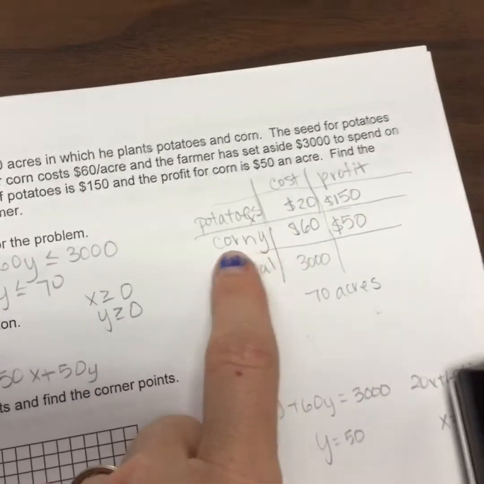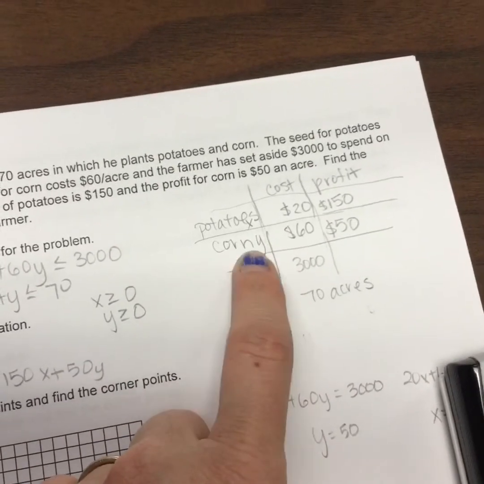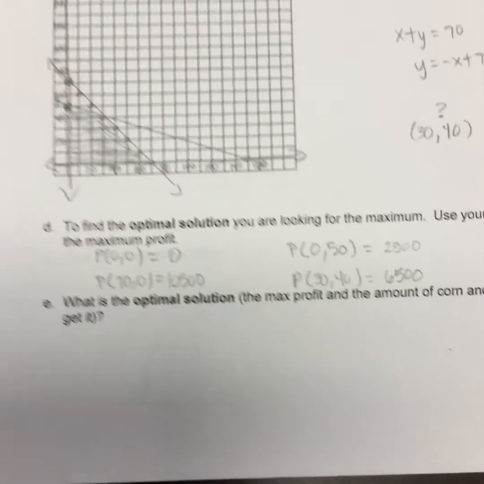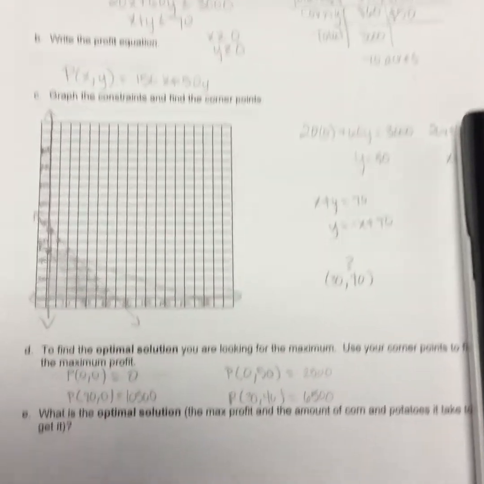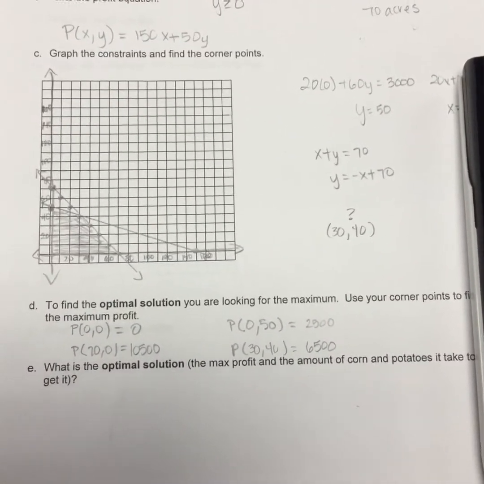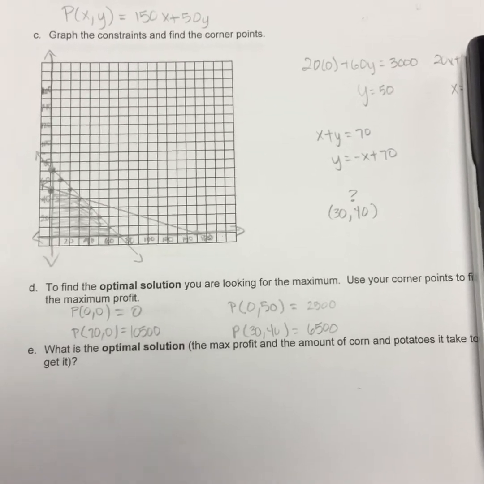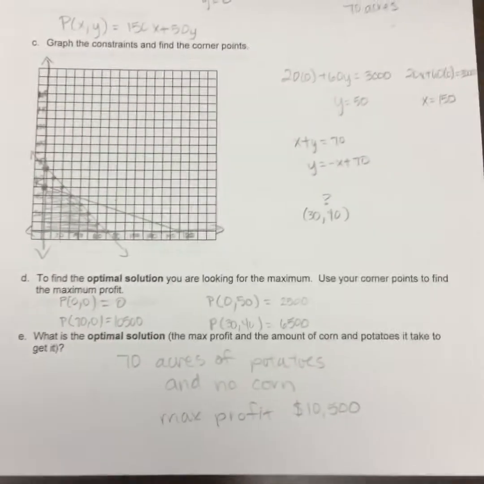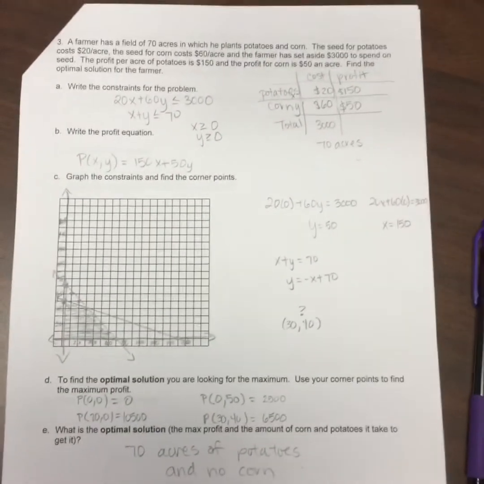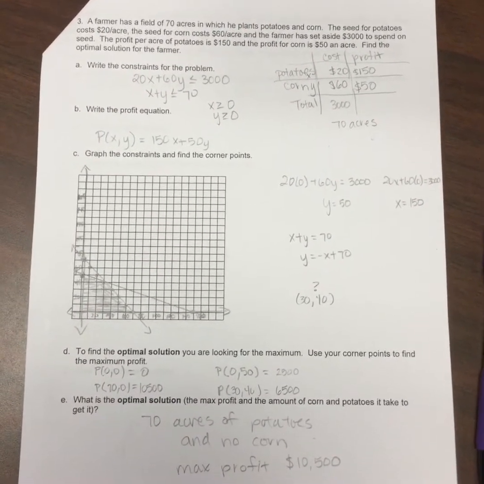Look, haha, when I named it with the variable y, it looks like corny. That's funny. Anyways, so the optimal solution will be just 70 acres of potatoes and for a profit of $10,500. And so that would be my final answer. So that's how you work through a linear programming problem.